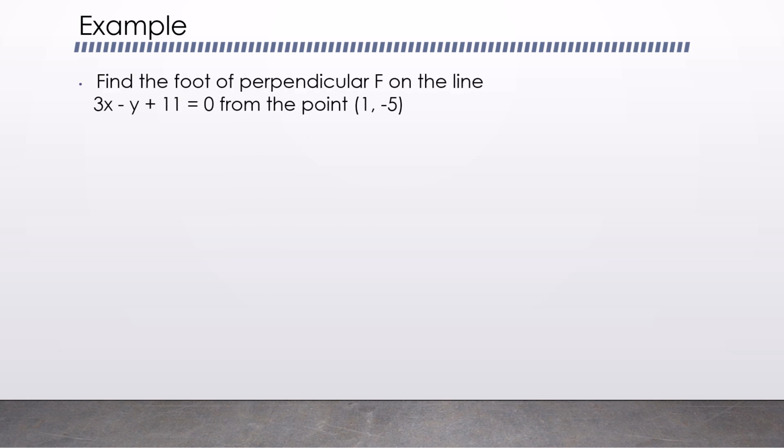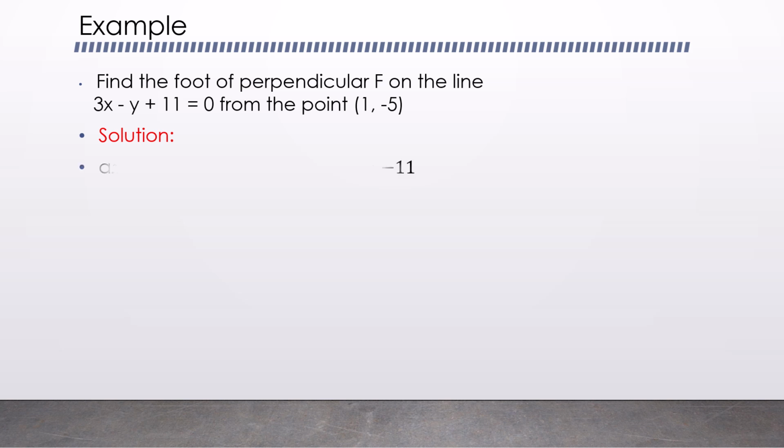Let us take an example. Find the foot of perpendicular F on the line 3x minus y plus 11 equal to 0 from the point (1, minus 5). Solution. Here, a is the coefficient of x, which is 3. b is the coefficient of y, which is minus 1. And c is the constant term, which is 11. The point x1 is 1 and y1 is minus 5.